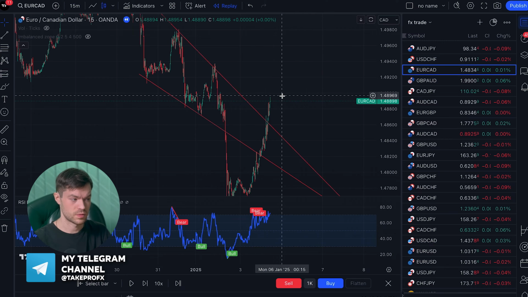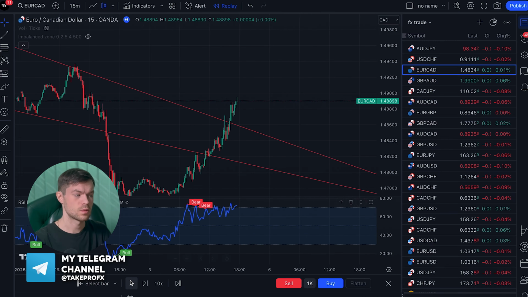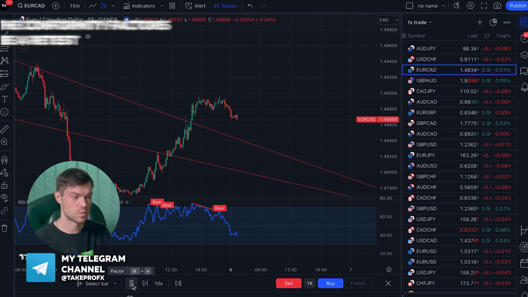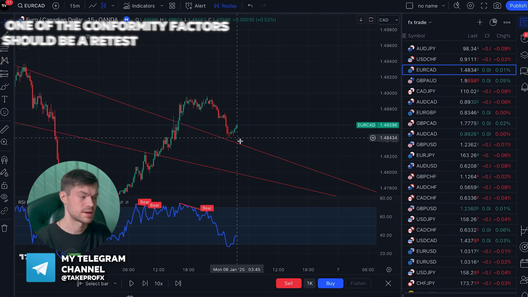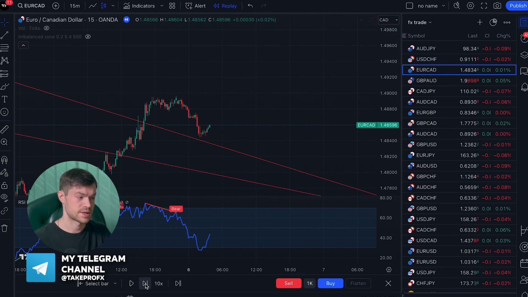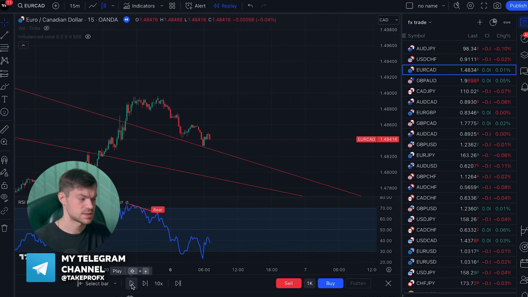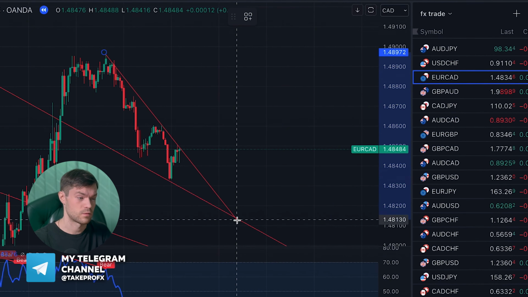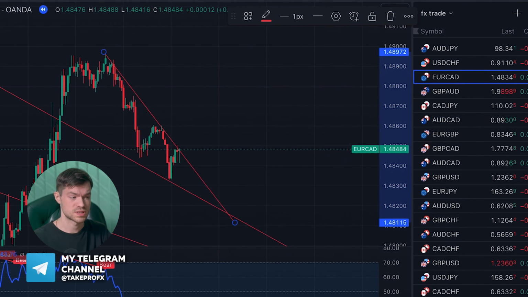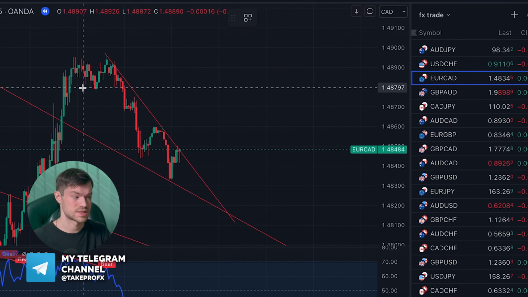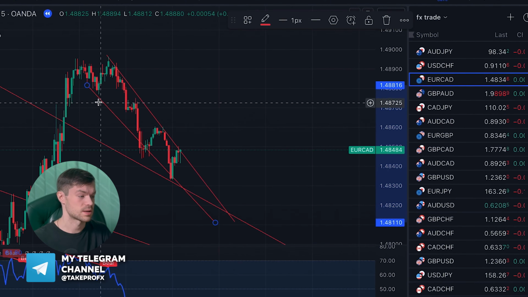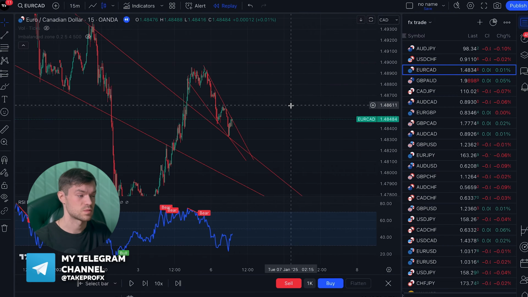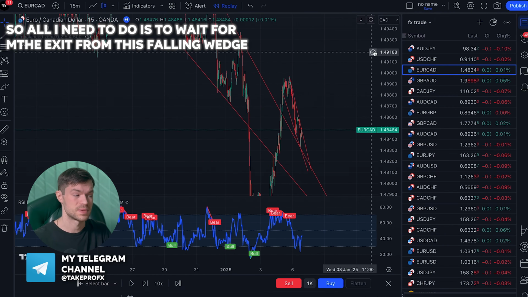In fact, we are coming out of the figure, but I always enter a trade after at least a few confirming factors, and one of the confirming factors should be a retest. So we have a retest right now. Let's see what will happen next. Here we have another retest. There we have a smaller falling wedge, so all I need to do is wait for the next exit from this falling wedge. Here we can basically draw something like this, but the most important thing is that we have broken through and tested a big falling wedge.